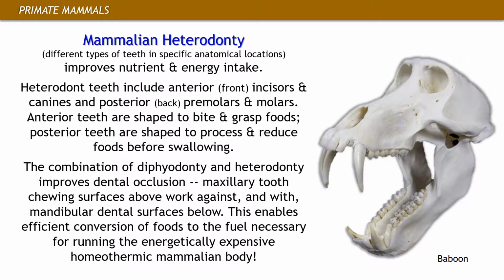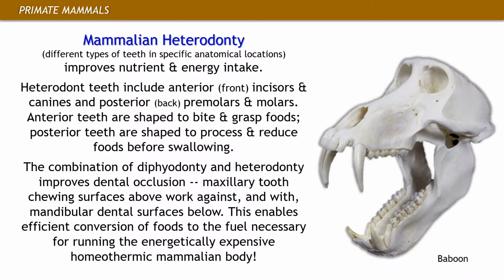Mammalian heterodonty, different types of teeth in specific anatomical locations, improves nutrient and energy intake. So let's talk first about the teeth involved in heterodonty. If you take a look in non-mammal mouths, what you'll see is most of the teeth are the same size and they come in throughout the mouth. They don't have particular geographic locations. With a mammal, you have specific teeth in specific places.